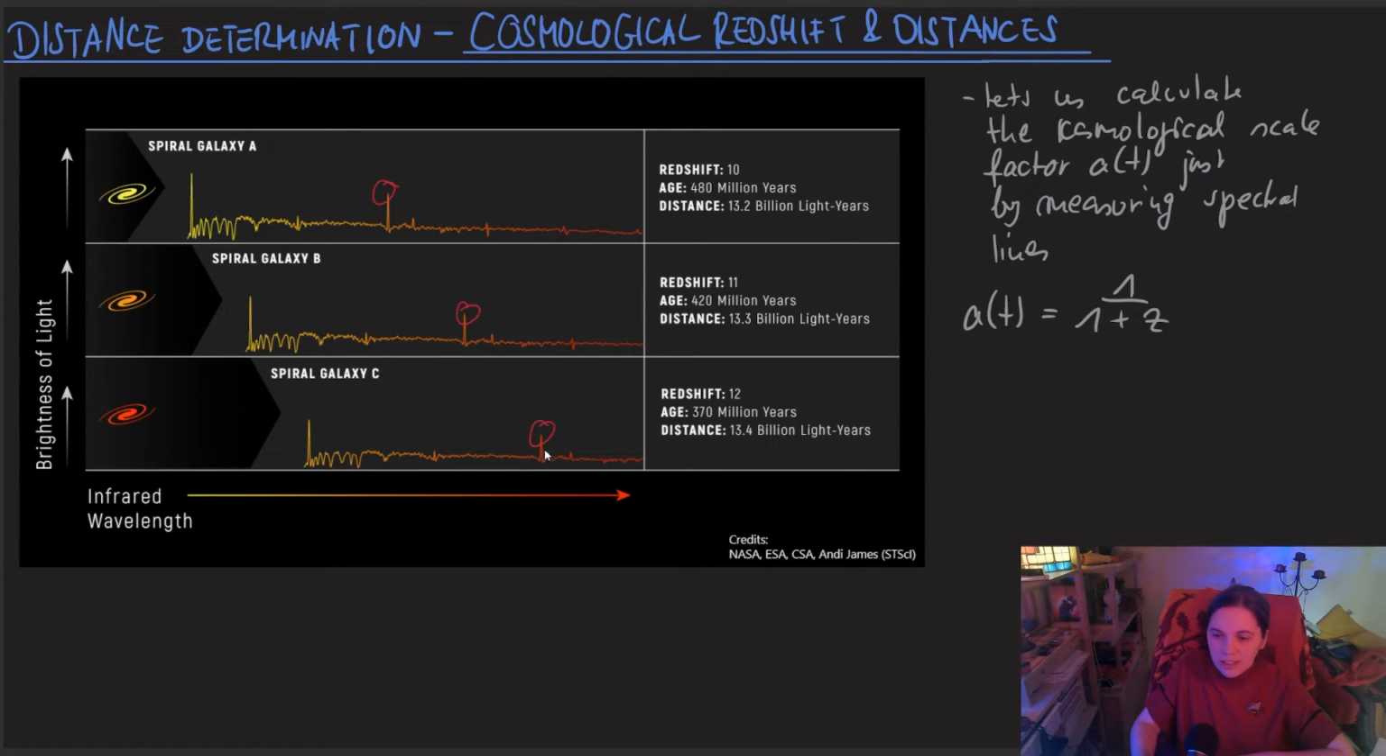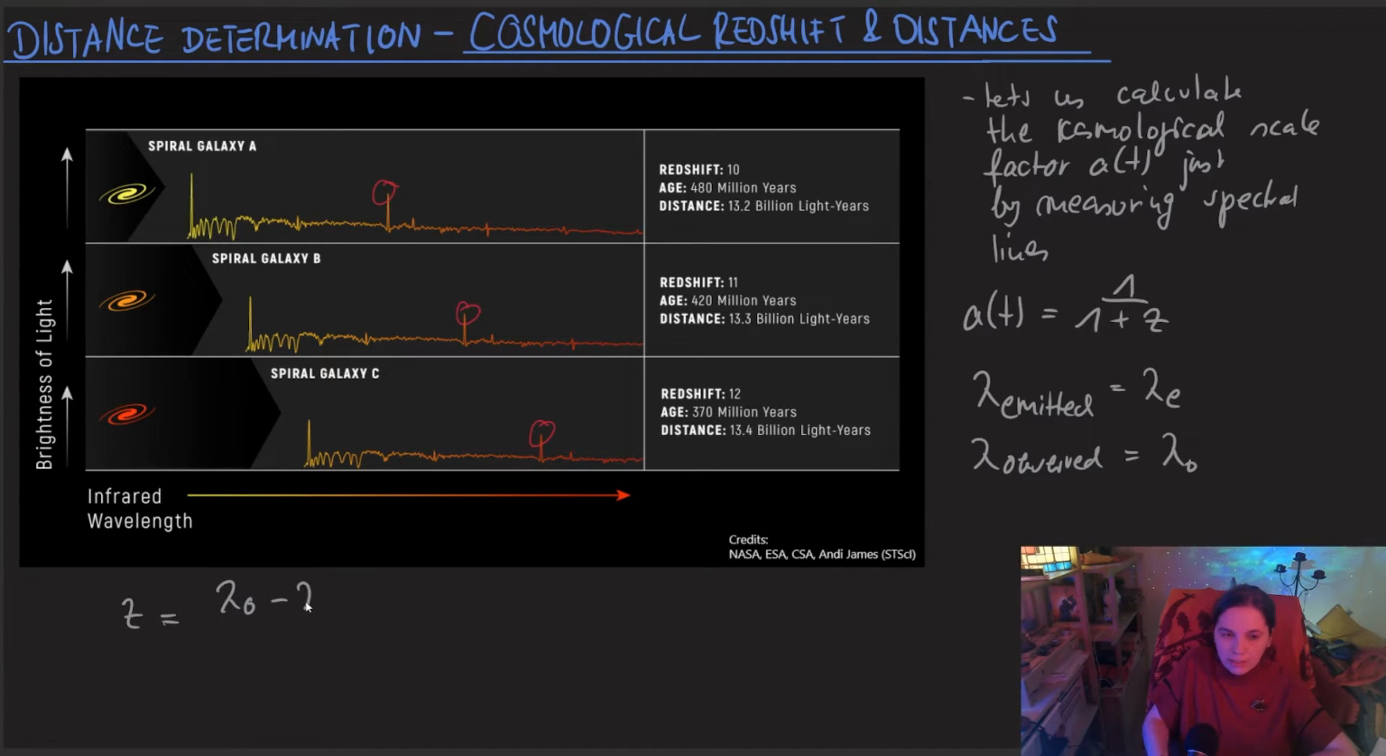And this line has a laboratory value. It has a value it actually should be. We call this lambda emitted. That's the value it had when it was emitted. And we compare this to lambda observed. And we derive the z value. Wait, you can't see that anymore. We derive the z value by comparing the emitted line with the observed line.